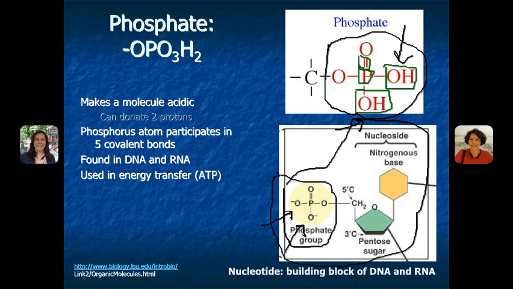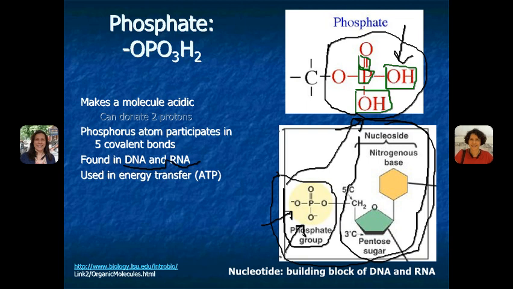A nucleotide is a nucleoside plus a phosphate group. So the nucleoside part is these two, a sugar and a nitrogenous base, and then plus phosphate makes it a nucleotide. Where do we find phosphate groups? We find them in the nucleic acids in DNA and RNA.